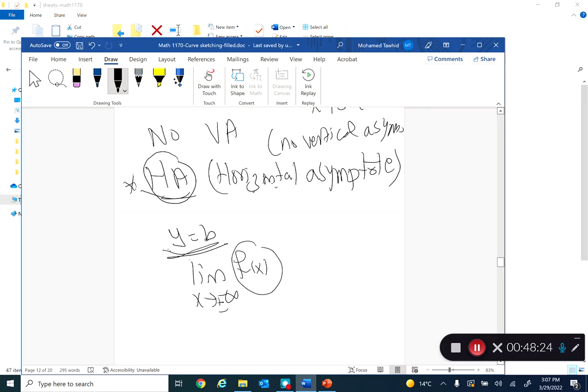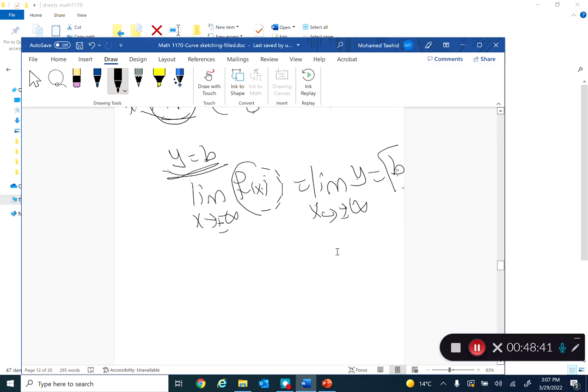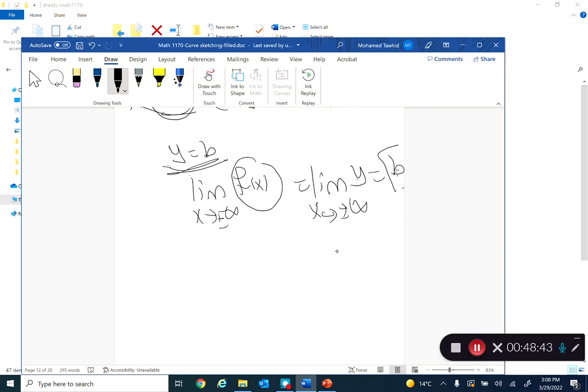What is your f of x here? Your f of x, that is your y. If it turns out you have a constant, then y equals b, that constant. That will be your HA, your horizontal asymptote, right? So what do you have for the horizontal asymptote here?